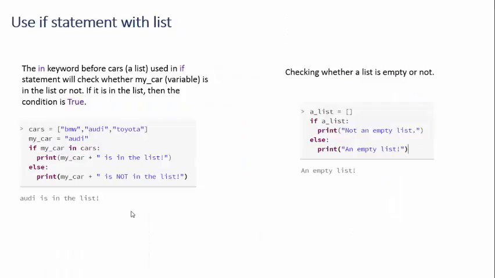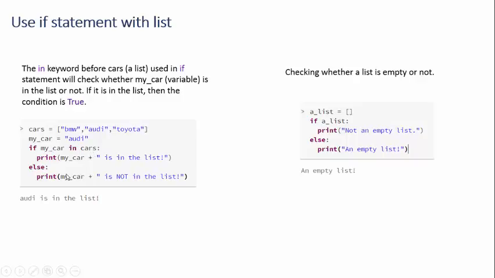Okay, the if statement can also be used with a list. There are two examples that I showed here, related to how we can use the if statement with a list. In this particular one, I create a list called cars, which has 3 elements, and I create another variable called my_car, which contains Audi.